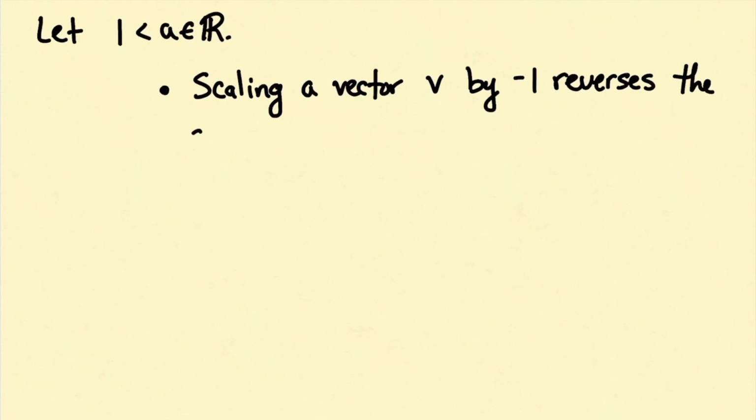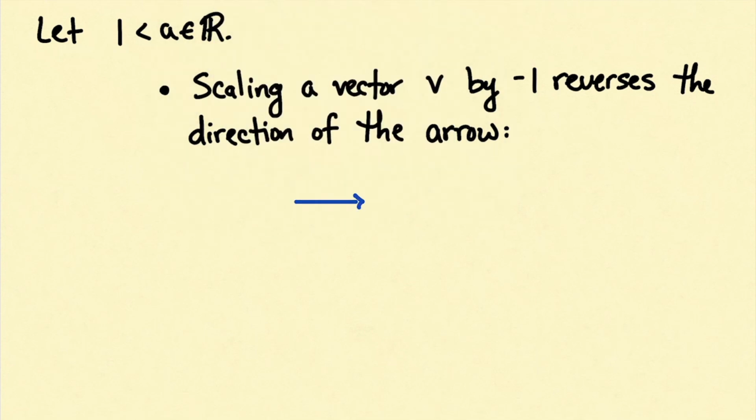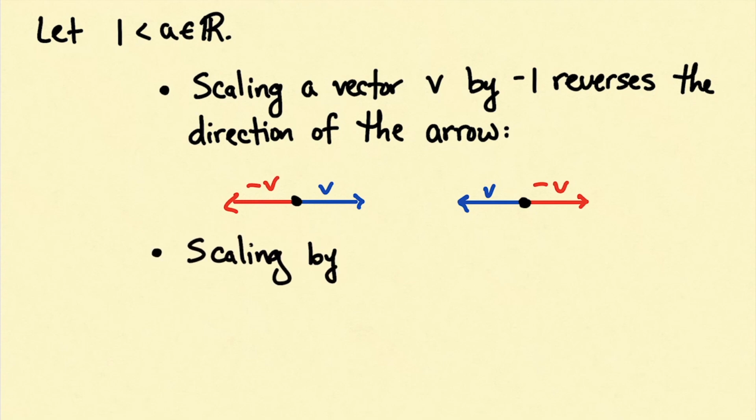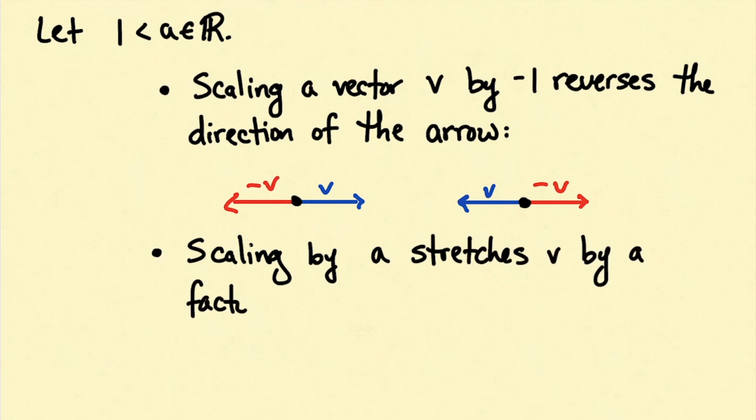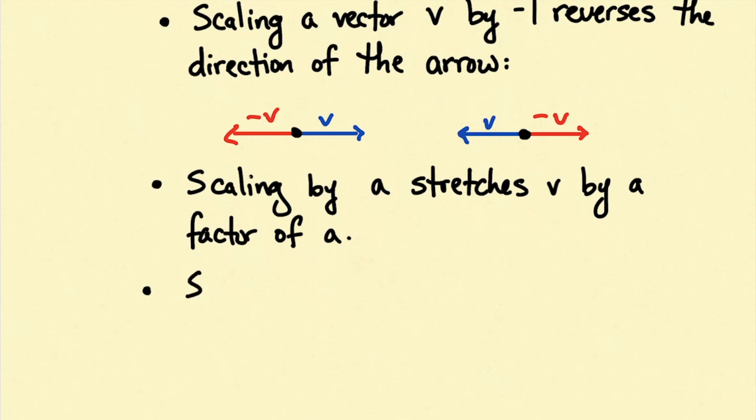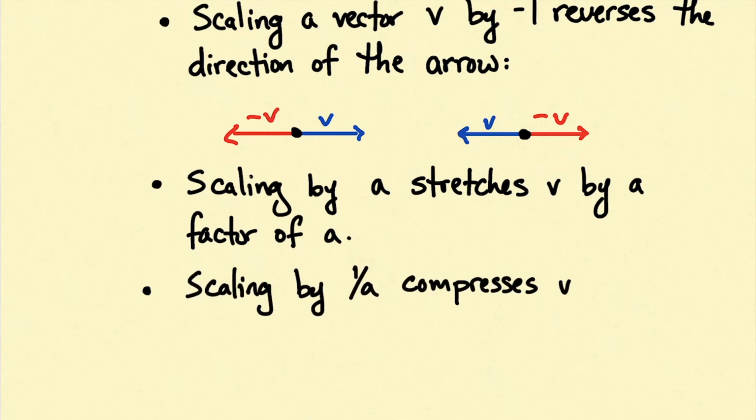We can break it down into 3 pieces. If we scale a vector v by -1, then this operation reverses the direction of the arrow. If we scale by a number a, which is larger than 1, then we simply stretch the vector v by a factor of a. Scaling by 1 over a compresses the arrow by a factor of a.